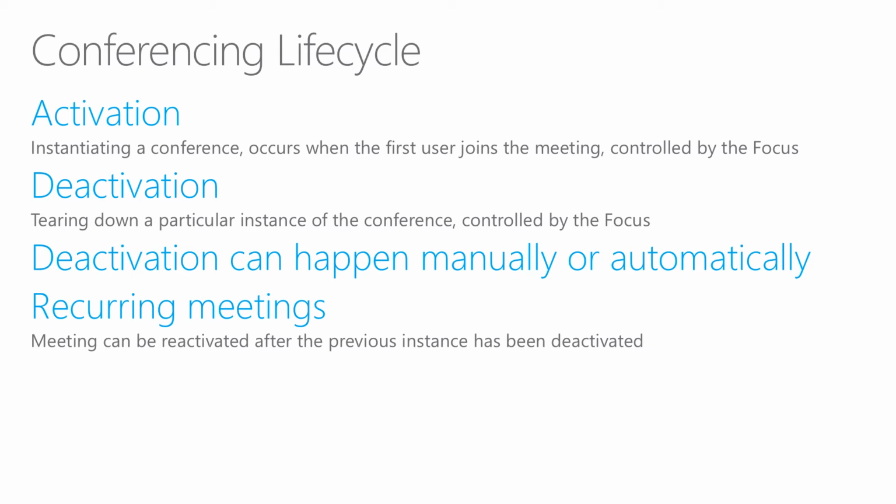Activation is instantiation of a conference and occurs when the first user joins the meeting. This process is controlled by the focus. Deactivation is the tearing down of a particular instance of the conference and is also controlled by the focus. Deactivation can happen manually or automatically, and for recurring meetings, meetings can be reactivated after the previous instance has been deactivated.